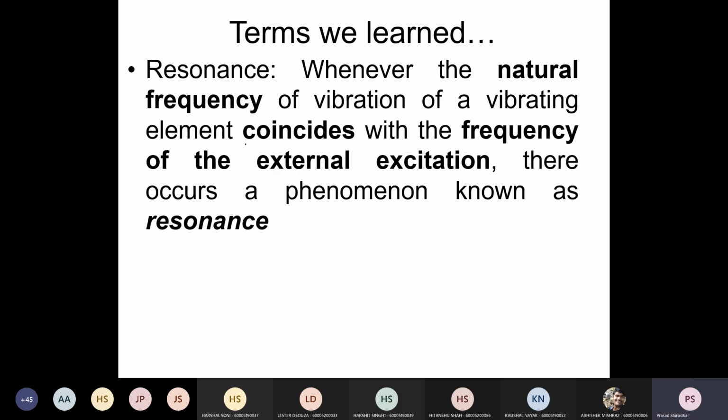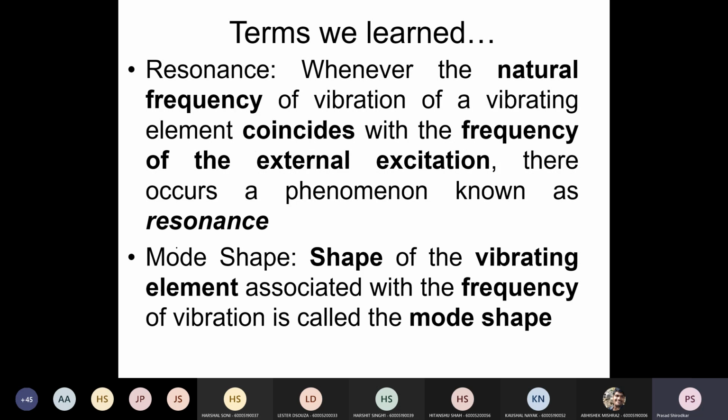When you get this resonance, you get these sharp shapes, and these shapes are called the mode shapes. So mode shapes are nothing but the shapes of the vibrating element associated with the frequency of vibration. So what are the terms which I have learned? Natural frequency. We have learned about resonance. We have learned about mode shapes. Very important terms that you will always be using during this subject.